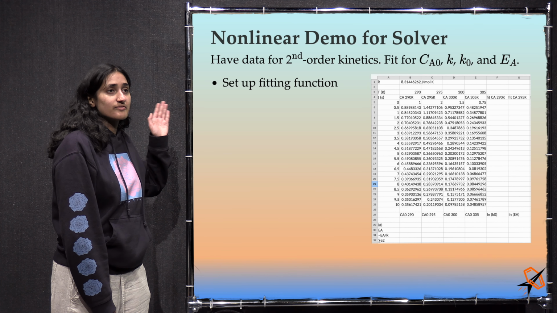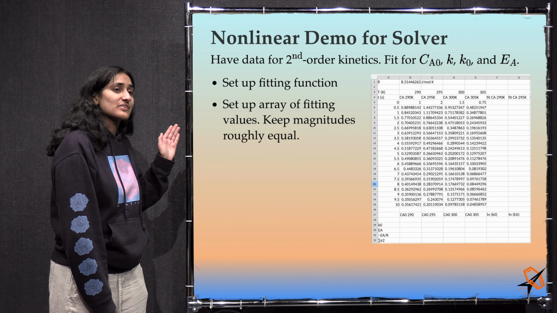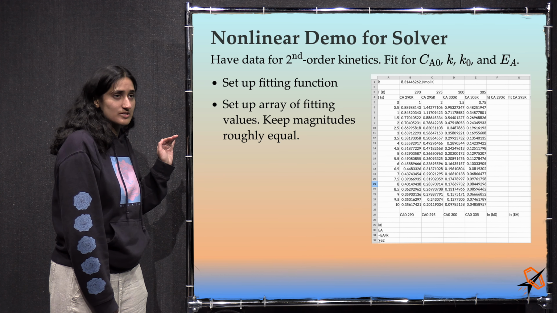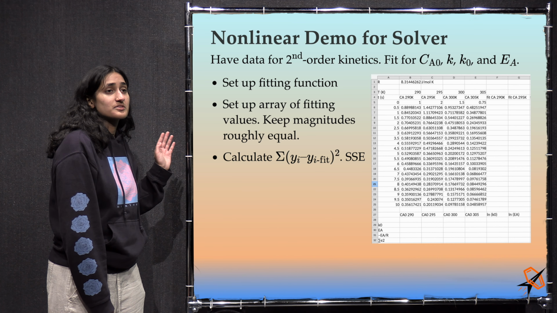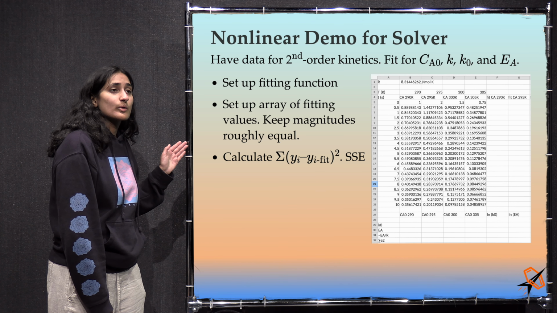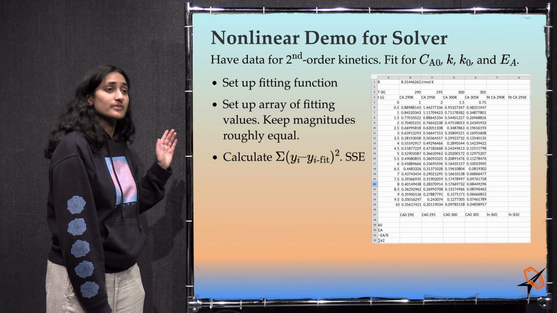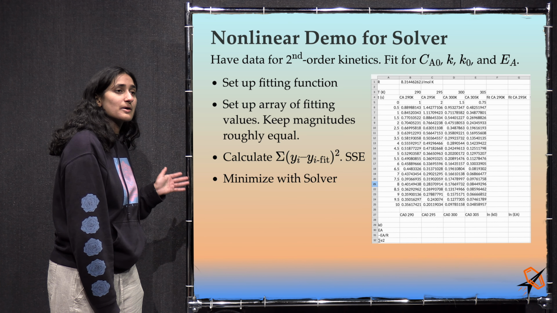First, you need to set up the fitting function. Then you need to set up the array of fitting values, and you need to keep the magnitudes of those fitting values roughly equal within an order of magnitude or two. You then need to calculate the sum of the squares of the residuals or the sum of the squares of the errors, depending on your mood. The SSE is basically just the sum of the squares of the differences between your measured values and your fitted values. Then you need to use solver to minimize the sum of the squared errors by varying your array of fitted values.